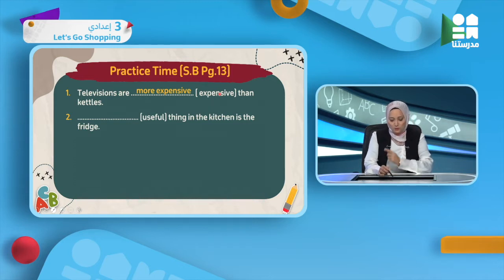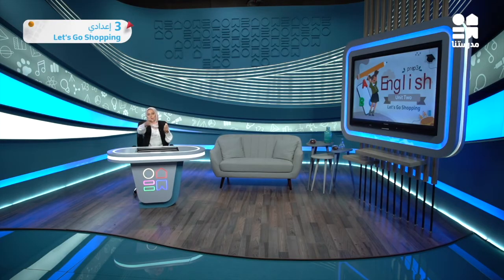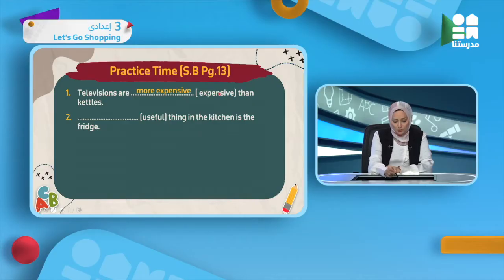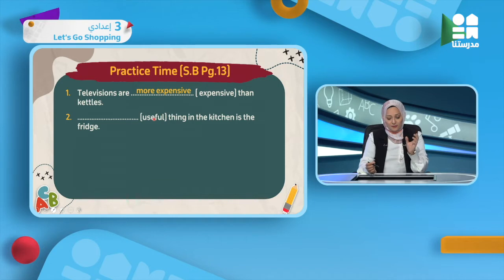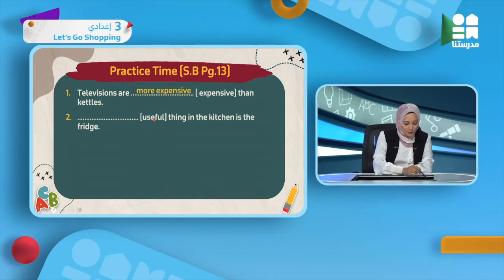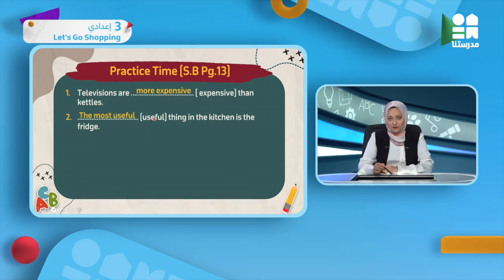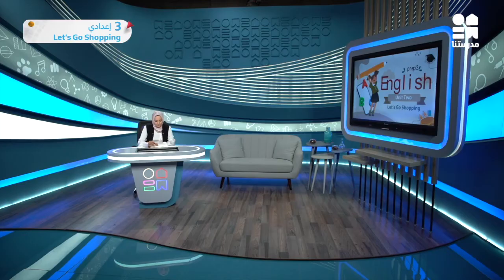The most useful thing in the kitchen is the fridge. Here I'm comparing between the fridge and all the other things in the kitchen. ما بين الفريج وكل حاجة تانية. So here more than 3 things. يعني الفريج وكل الحاجات التانية. So I have to use the superlative form. And also useful is considered a long adjective. صفة طويلة. So I'm going to say the most useful. ما أقدرش أقول usefulest.